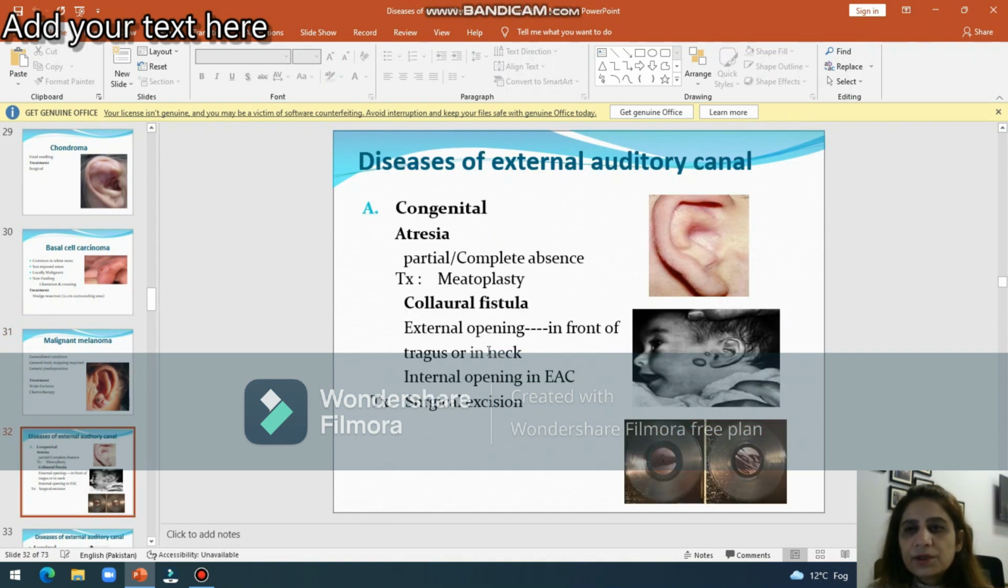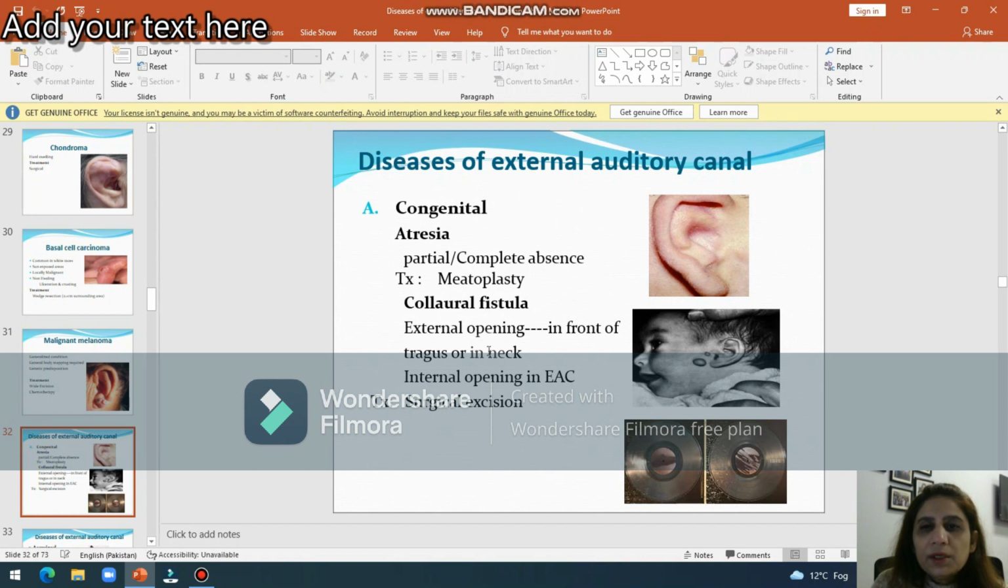Now diseases of the external auditory canal. Congenitally there may be atresia, it means complete blockage of the external auditory canal, or there may be partial blockage of the external auditory canal, that is called stenosis. So these abnormalities can also be associated with inner ear anomalies, and the patient can present with sensorineural hearing loss. Atresia and stenosis will cause conductive hearing loss.